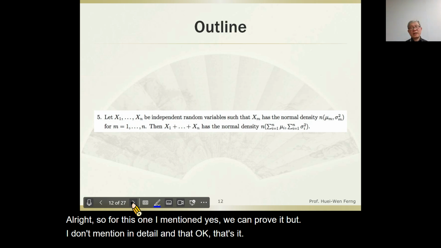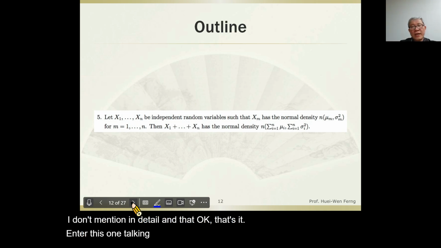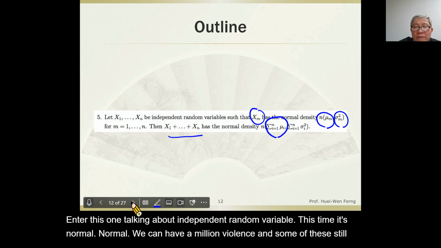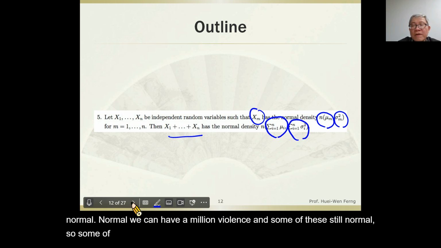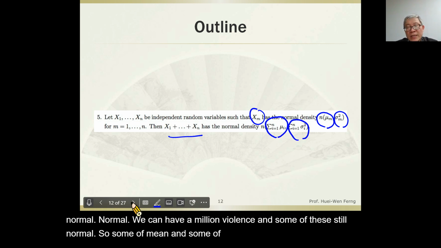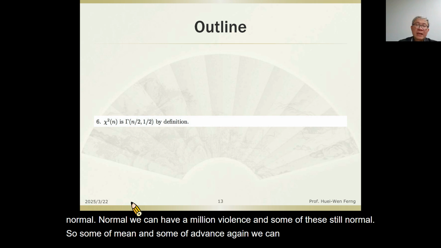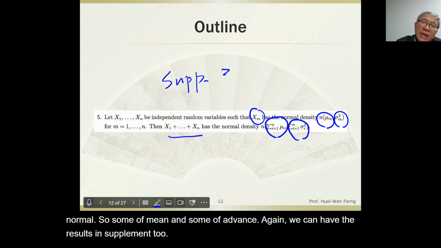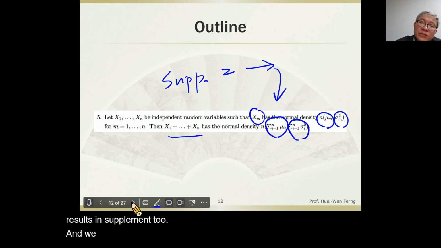And this one is talking about independent random variables, this time normal. Normal variables have a mean and variance, and the sum is still normal, with the sum of the means and the sum of the variances. Again, we have the results in supplement 2, and we can prove it. Oh, okay, it's true.